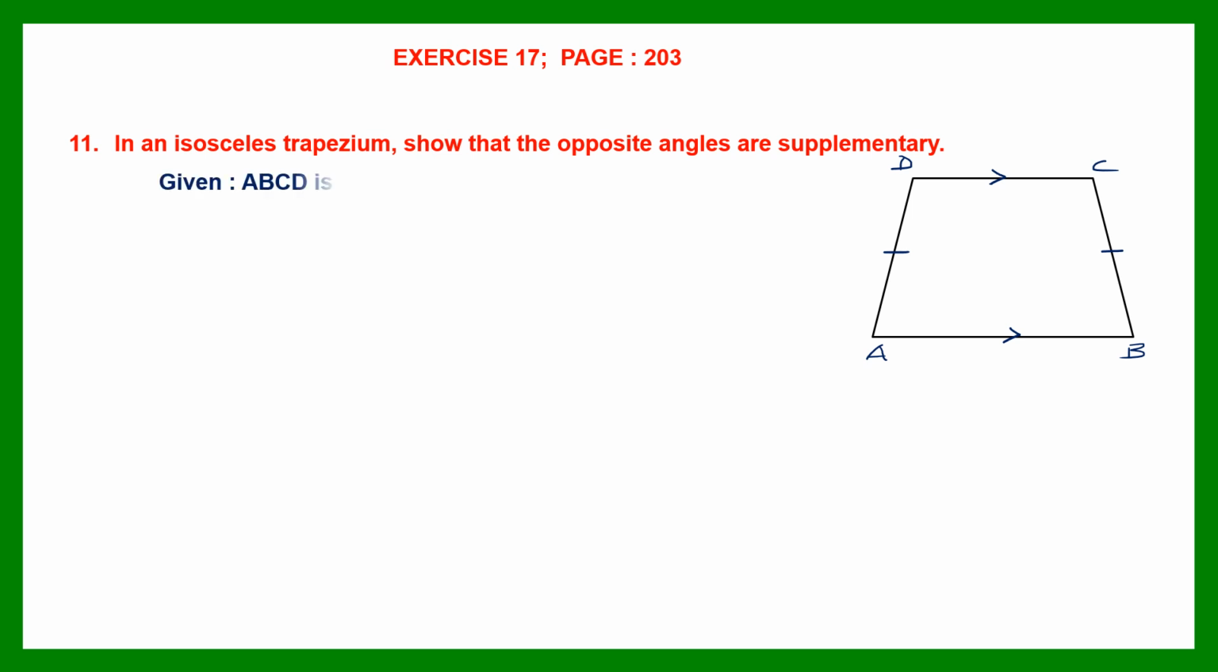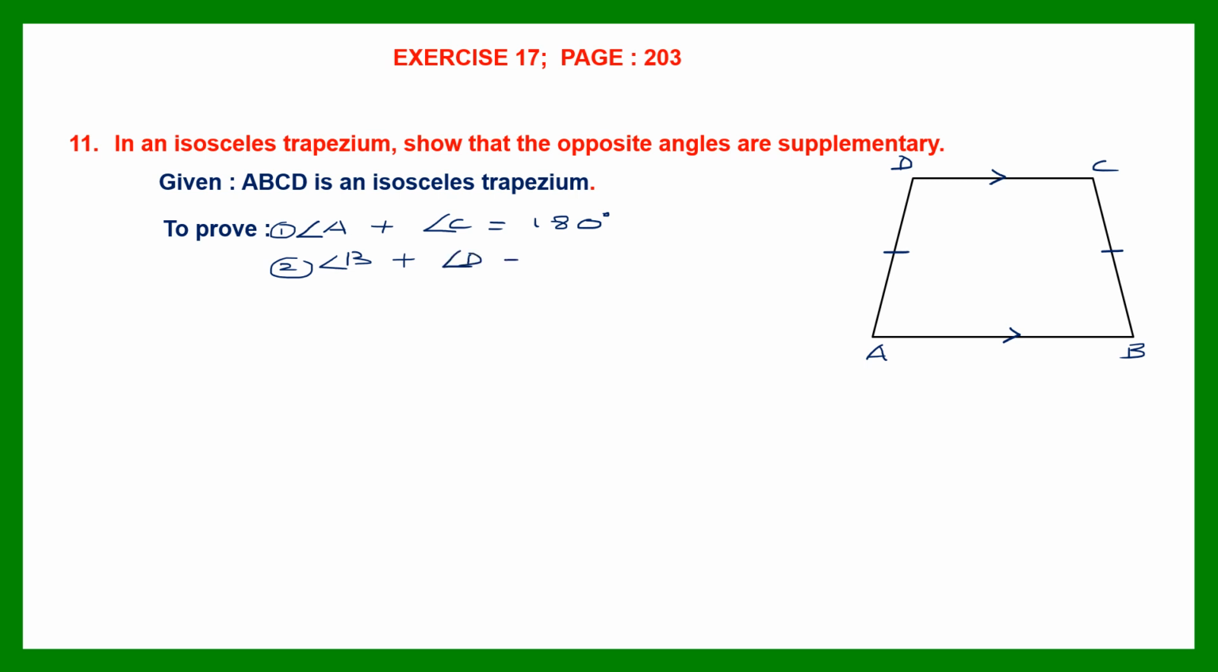So what are we given? We are given that ABCD is an isosceles trapezium, and in this question we have to prove that the opposite angles are supplementary. That means angle A and angle C are supplementary, angle B and angle D are supplementary. So let's write that. We have to prove that angle A plus angle C is equal to 180 degrees. This is the first proof. And the second one that we have to prove is that angle B plus angle D is equal to 180 degrees. So we're going to prove this.